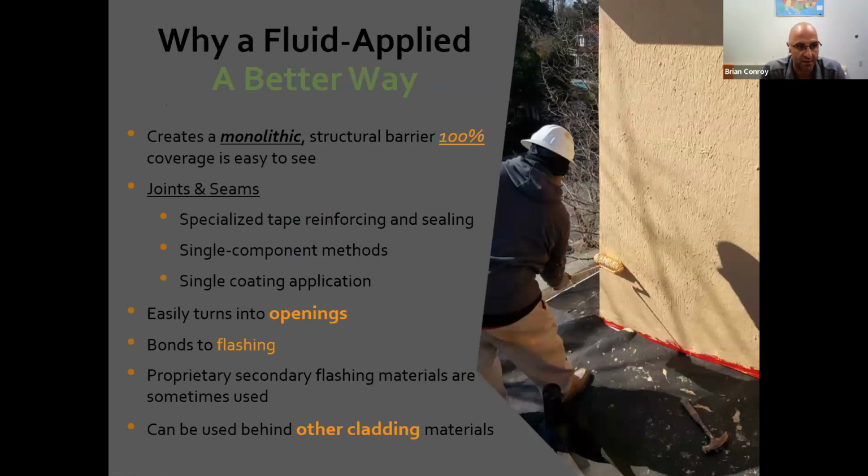It is fully monolithic. It becomes structurally part of that building, so it is not a separate attachment. It does cover all of the joints and seams, and it's easy to put into the openings. The flashings, and we'll get to flashings very much so, because the other claddings that can be used behind these water barrier systems are typically anything that's out there. So again, a liquid applied is definitely a better way to go than anything.